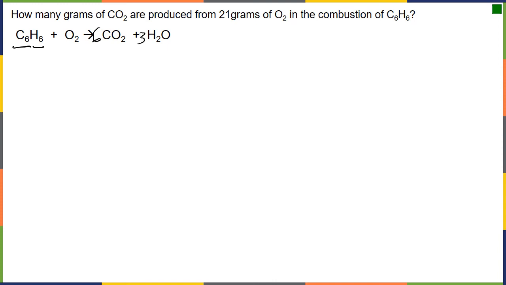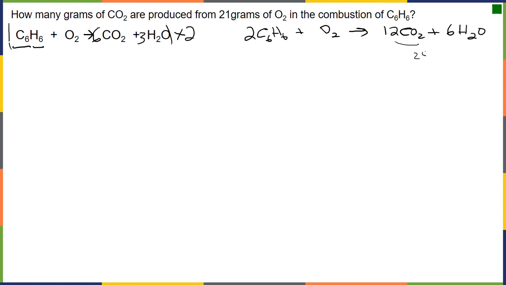I'm then going to look at this and realize that I have an even number of oxygens here and an odd number here. So the first thing I'm going to have to do is multiply the entire thing through by 2, and we're going to get 2 benzenes reacting with oxygen, we'll balance in a minute, to make 12 carbon dioxides plus 6 waters. If we count up our oxygen, we have 24 plus 6 oxygen for a total of 30. 30 divided by 2 is 15. And we've got a balanced equation.